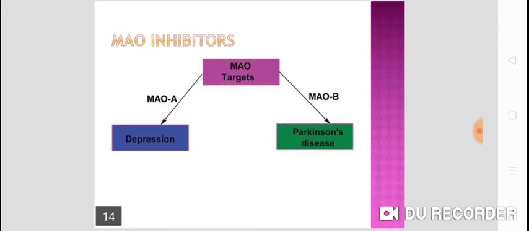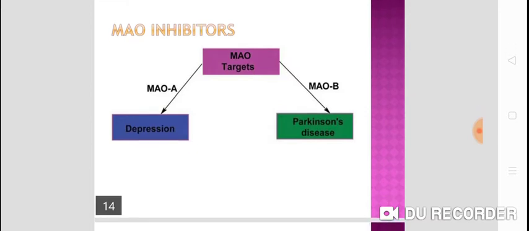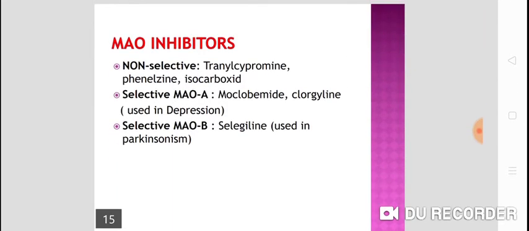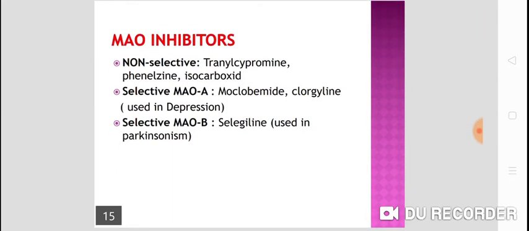So, as we can see, if we use monoamine oxidase inhibitors, monoamine oxidase A inhibitors are used in the treatment of depression, and monoamine oxidase B inhibitors are used in the treatment of Parkinsonism, because monoamine oxidase A is responsible for oxidative deamination of noradrenaline and 5-hydroxytryptamine, while monoamine oxidase B is more selective for dopamine metabolism. Okay. Now, how will you classify these monoamine oxidase inhibitors?